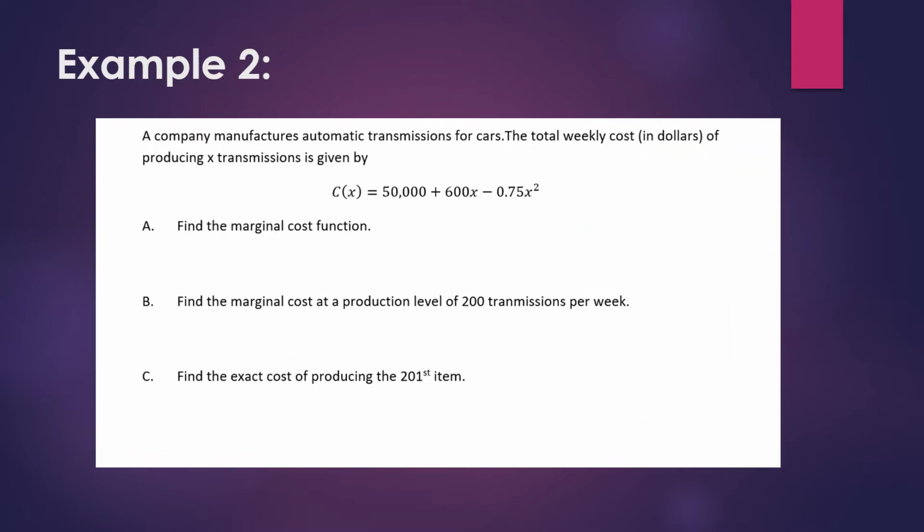Example 2. A company manufactures automatic transmissions for cars. The weekly cost in dollars of producing x transmissions is given by C of x equals 50,000 plus 600x minus 0.75x squared. So for A, it says find the marginal cost function. So again, remember, marginal means take the derivative. So we're looking for C prime of x. The derivative of 50,000 is 0. The derivative of 600x is 600. Minus the derivative of 0.75x squared is going to be 1.5x.